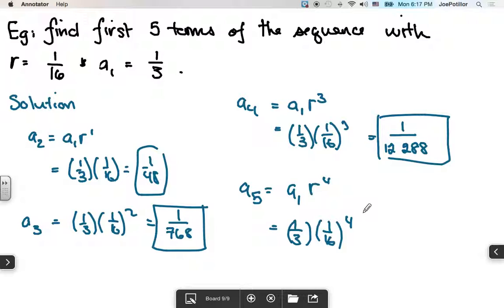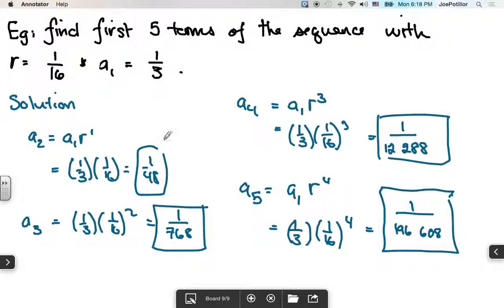16 to the fourth is 65,536. Multiply by 3 is of course 196,608. So 1 over 196,608. There you go, the first 5 terms of the sequence. And a sub 1 is already 1/3. They gave that to you.